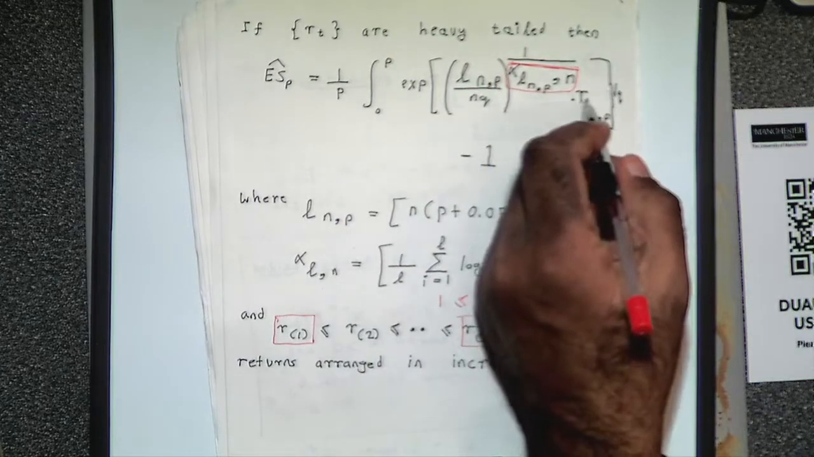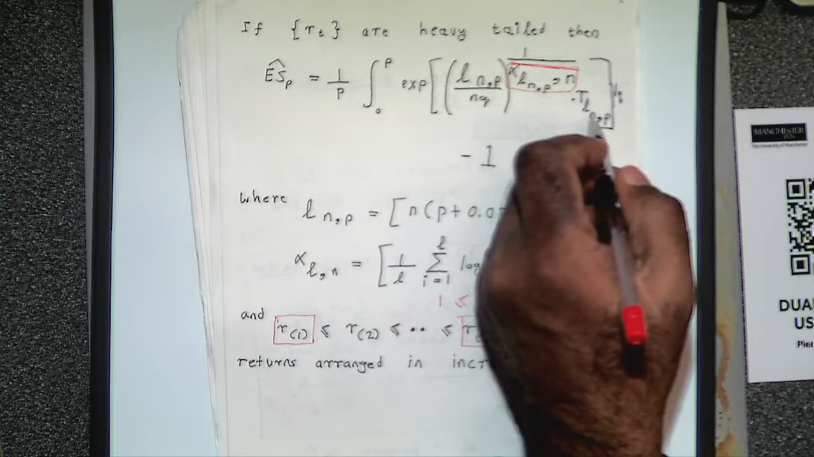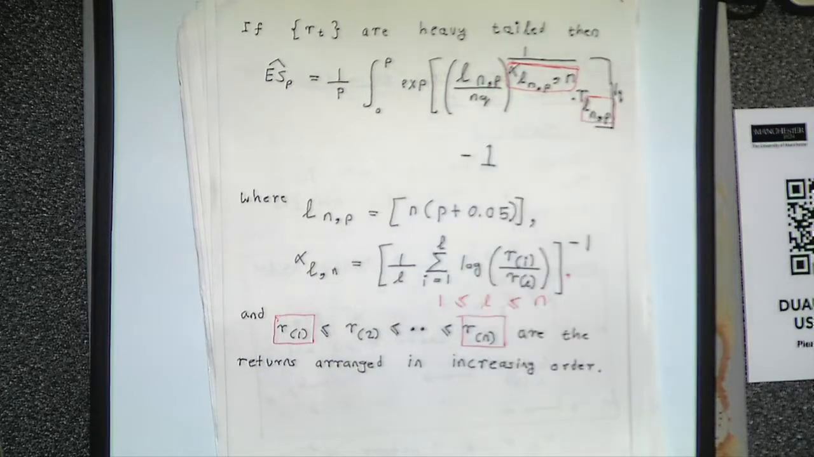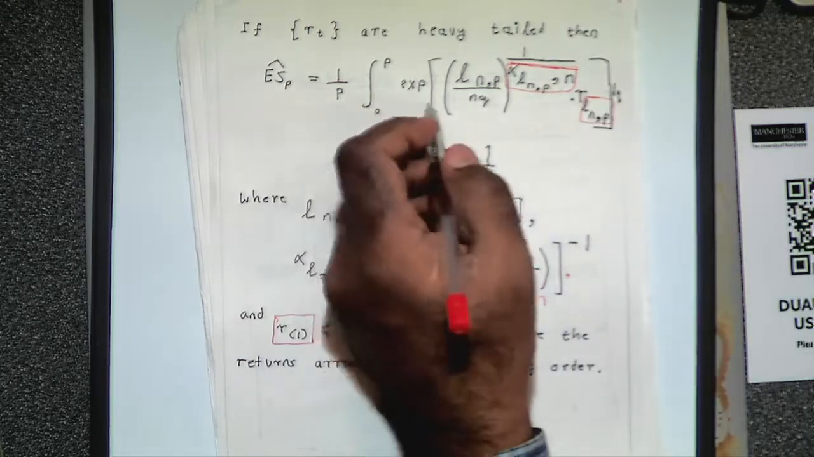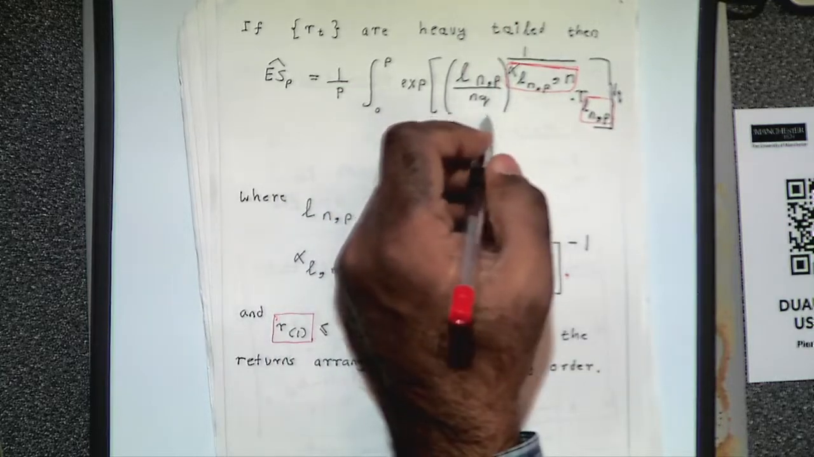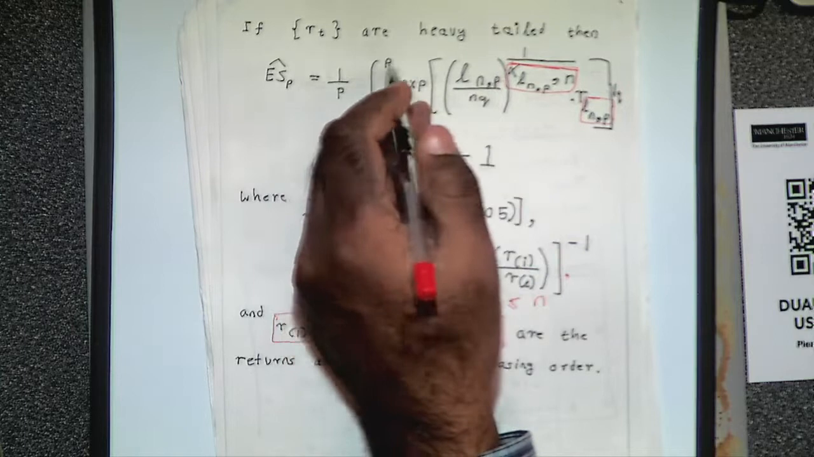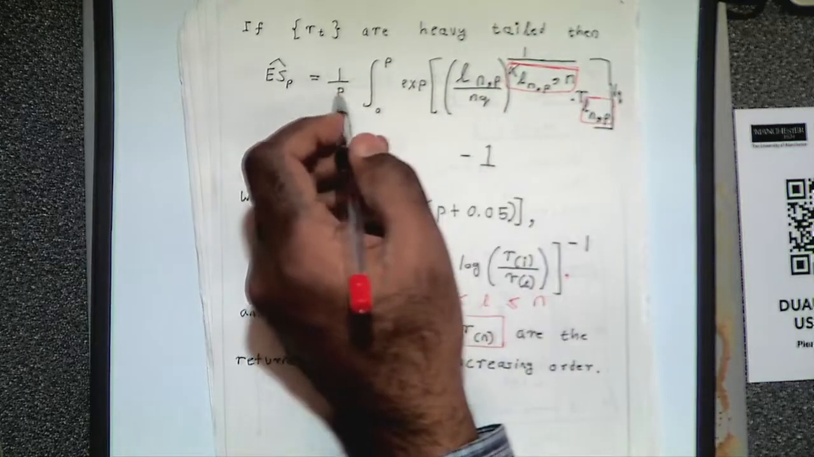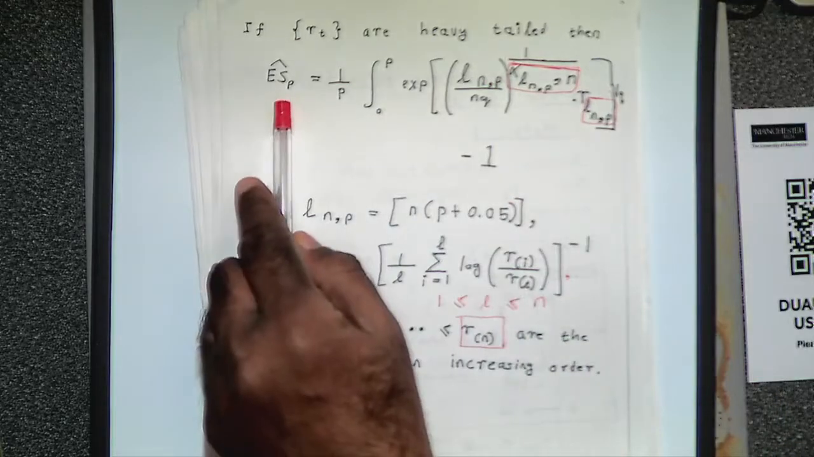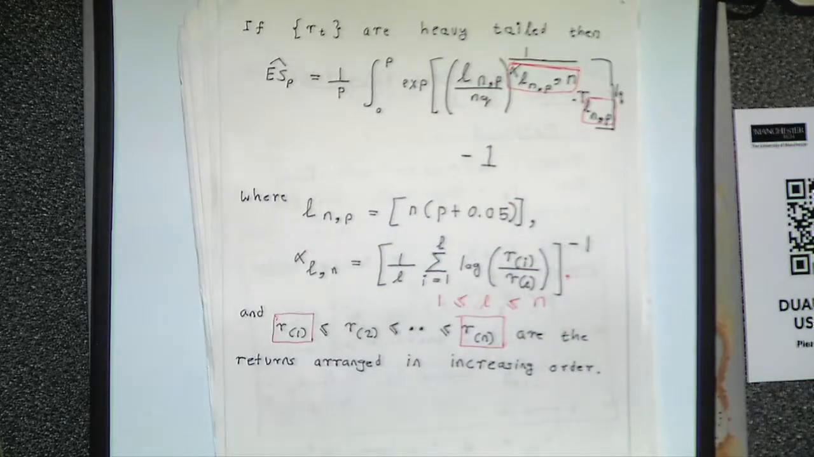And here this is R with subscript L, so this is a subscript for R. The subscript is L subscript n comma p. And the integration here is with respect to Q. Q is the variable of integration, and it goes from 0 to p. After taking the integration and dividing by p, you take away 1, and that will give you the estimator for ES. Once again, I'm sorry for the complicated form, but as you know, some mathematics are complicated.